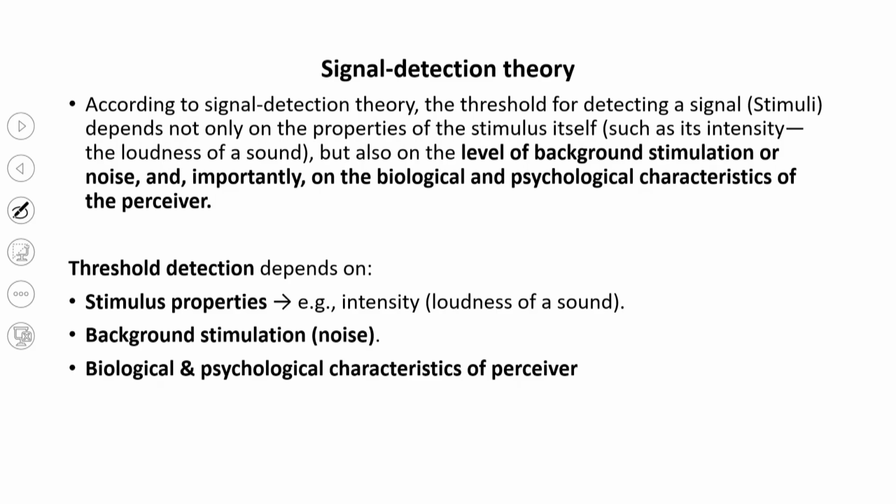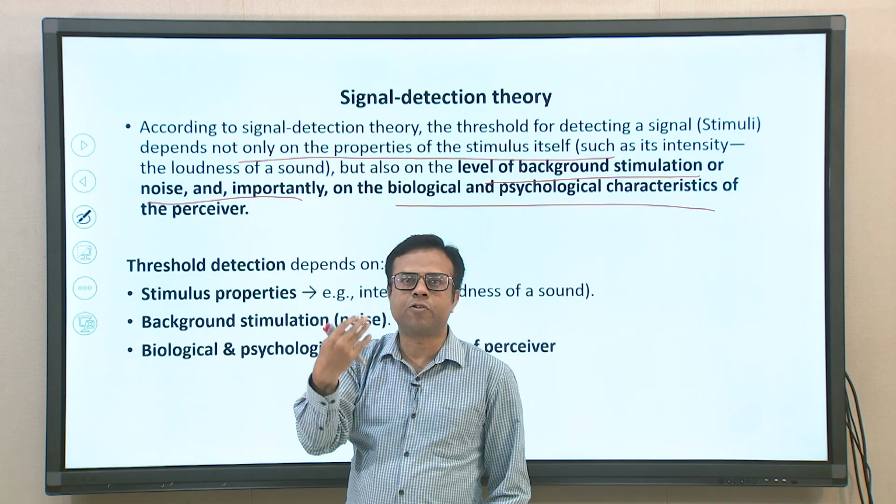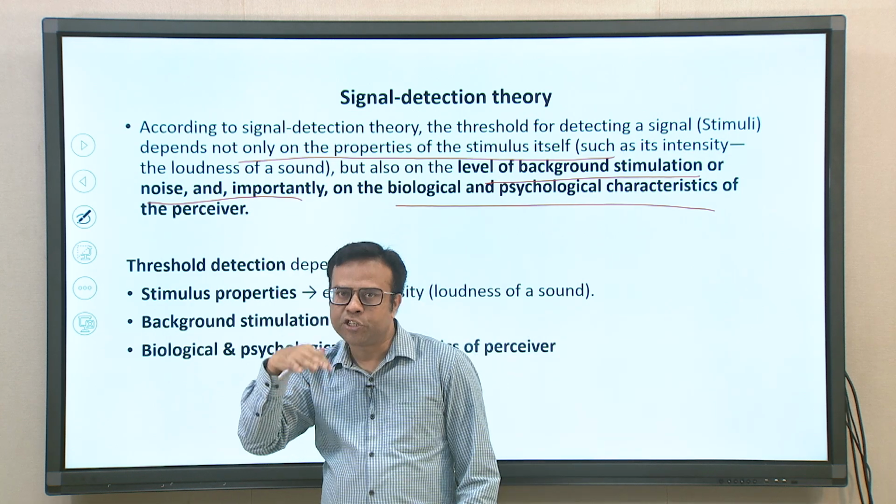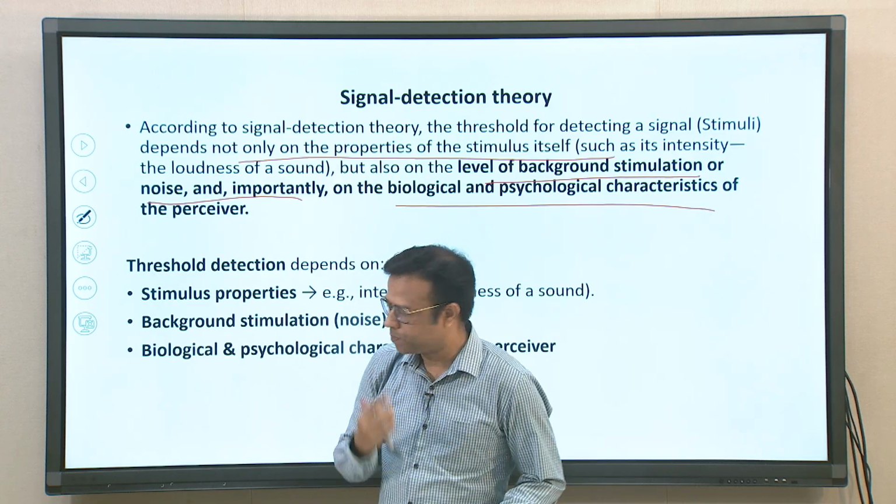It says the threshold of detecting any signal or stimulus depends not only on the stimulus itself, such as the intensity or loudness of a sound, but also on the level of background stimulation. What is the background stimulation? Noise. Is there any noise? These are also important. Also the biological and psychological characteristics of the person: whether his sense organs are functioning properly or not, whether psychological attention is there or not. All these factors are also involved in the detection. So, signal detection theory adds nuances to the detection process.